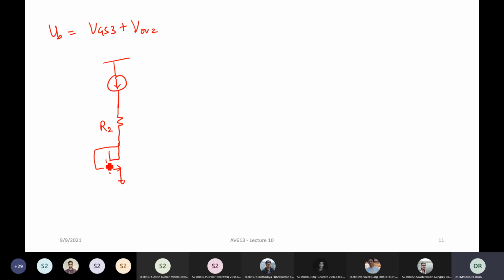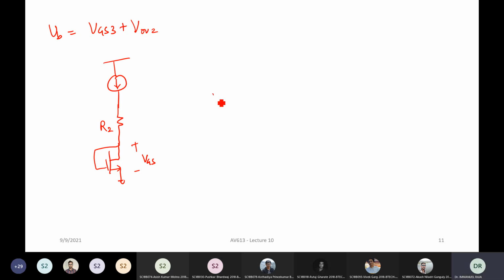Now this diode connected transistor will give you one VGS, right? If you make it the same dimensions as transistor number 3, it will give you the same amount of VGS, and you choose this I and R such that it is equal to whatever voltage you actually need. So this is one way to design.